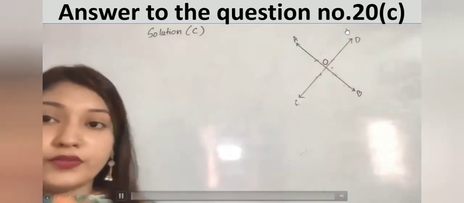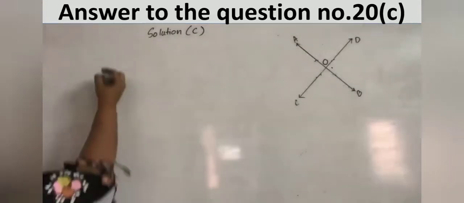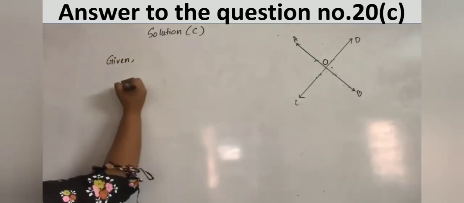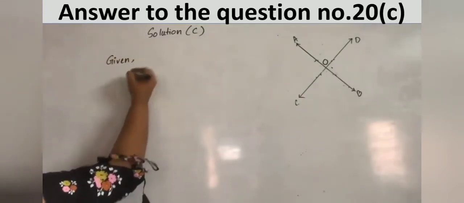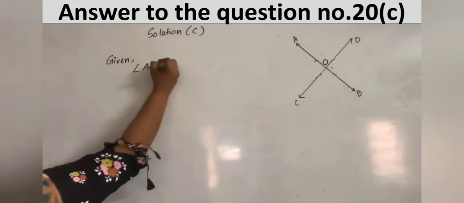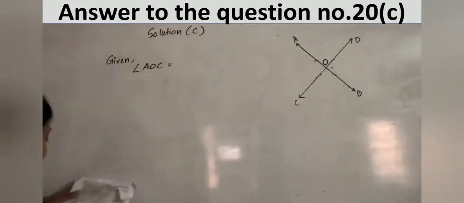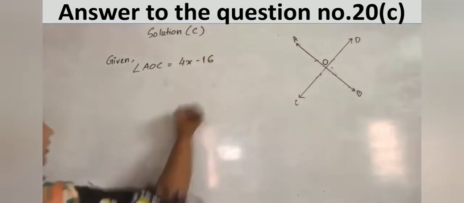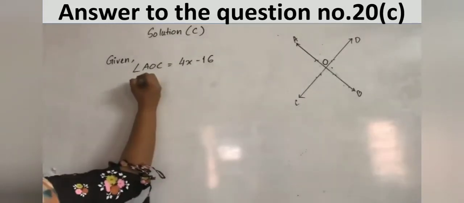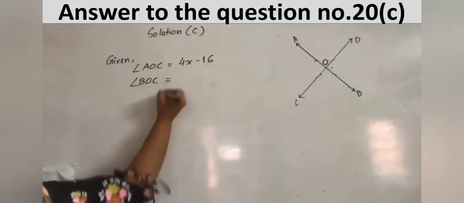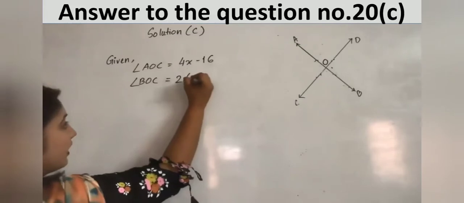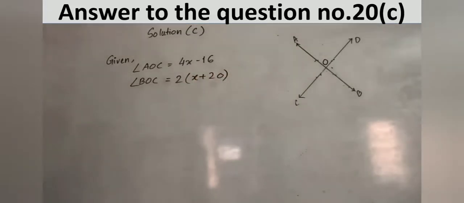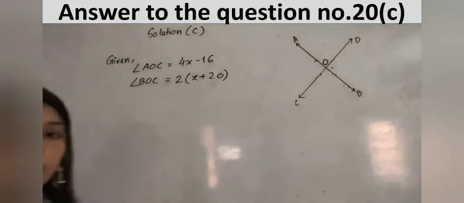So my dear students, for solving C, see here I am writing first the given values. Here given is angle AOC is equal to 4x minus 60, and angle BOC is equal to 2 bracket x plus 20. So now we are to find the value of x.